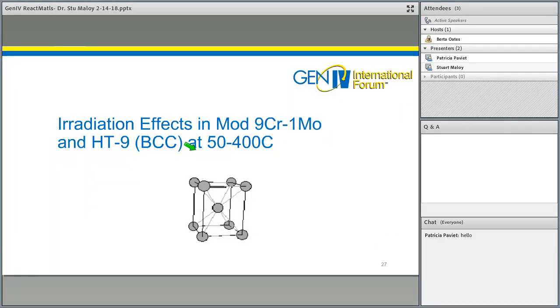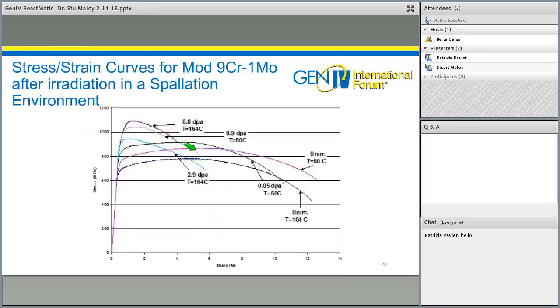So here I want to summarize radiation effects in modified 9-chrome-1 moly, and I'll talk about some oxide dispersion strengthening in ferritic alloys at the end. Modified 9-chrome-1 moly at low temperatures looks somewhat similar to the changes that we saw in, for example, 316L stainless steel, although it starts off with a much lower uniform elongation. In this case, it's only about 5 to 6% uniform elongation.